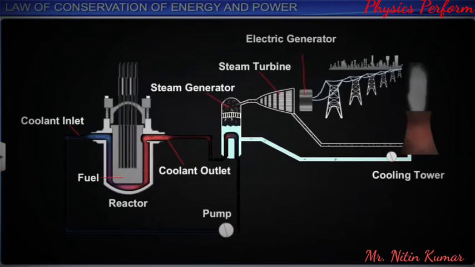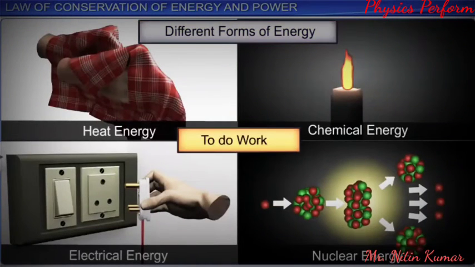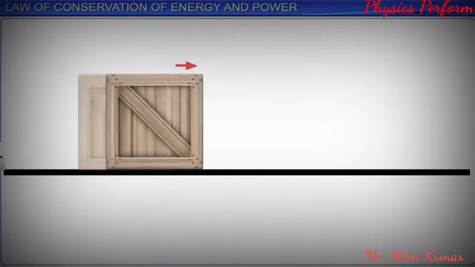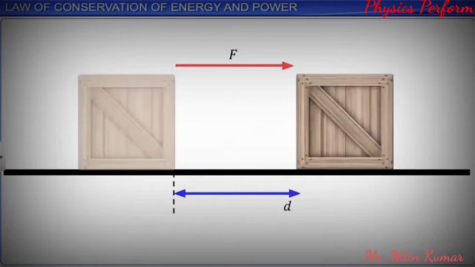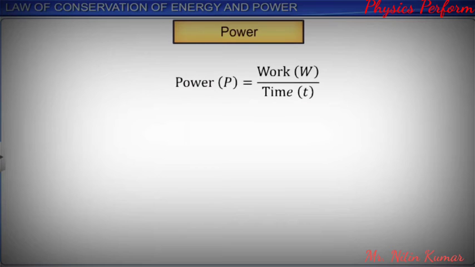Different forms of energy are used to do work. Earlier, we learned that work is said to be done when a force F acting on a body displaces the body through D in the direction of the force. When work is done, energy is transferred. The rate at which work is done or energy is transferred is called power. Thus, power P is equal to work done W by time T.